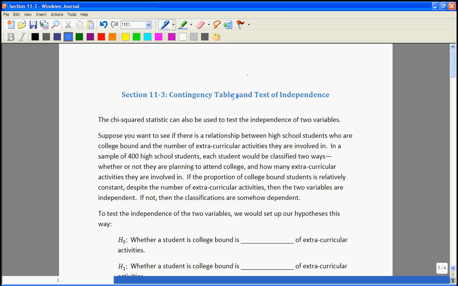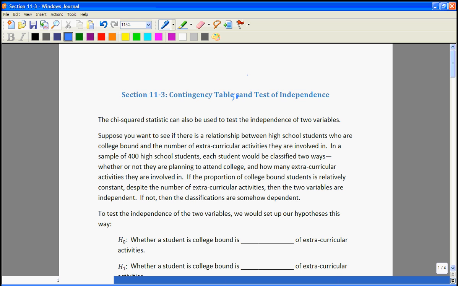they're not. So let's say we wanted to see if there was a relationship between high school students who are on their way to college bound, and the number of extracurricular activities they are involved in. So what we're trying to see is, does the number of extracurricular activities that they are involved in in some way predict or affect the students who are going to be college bound? We don't know, so we're going to test that.